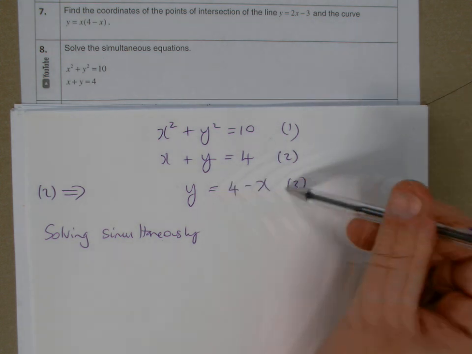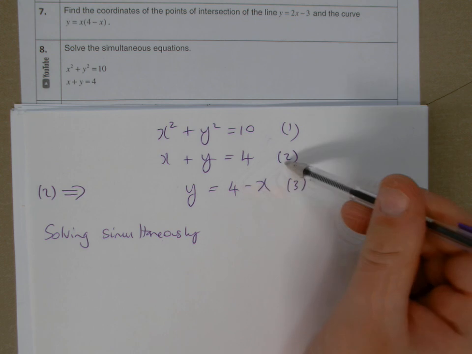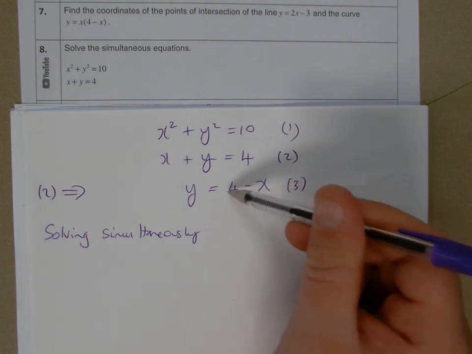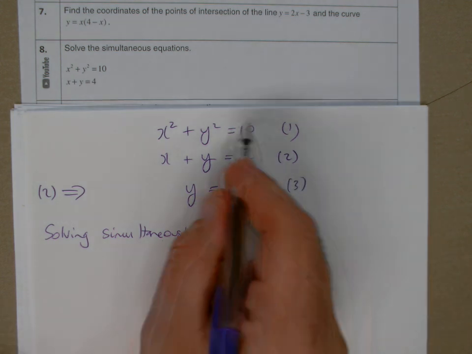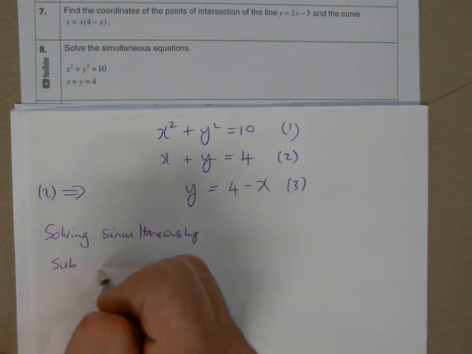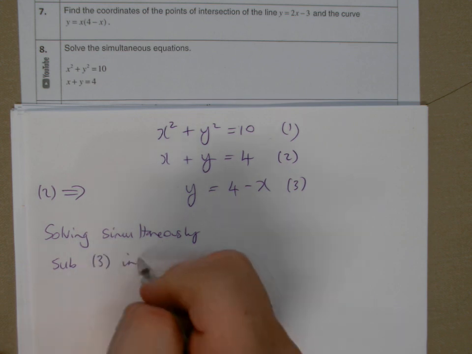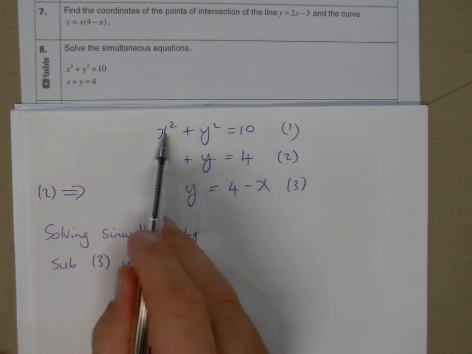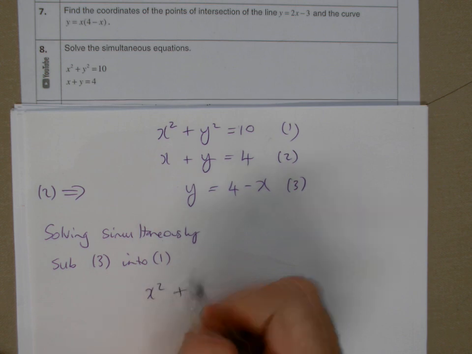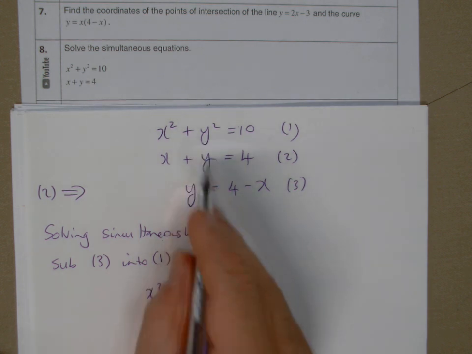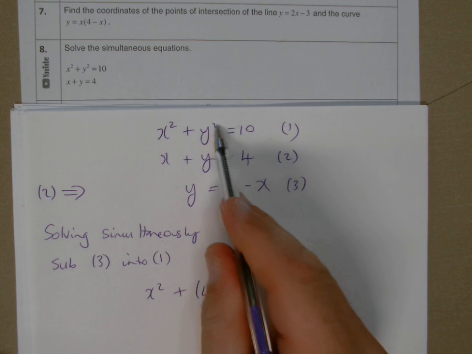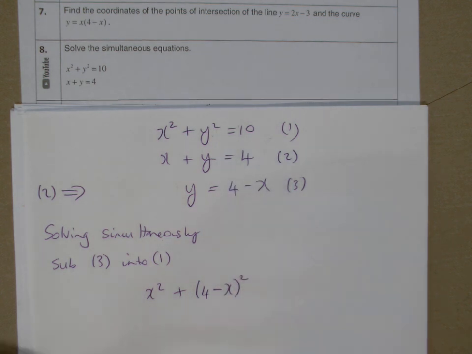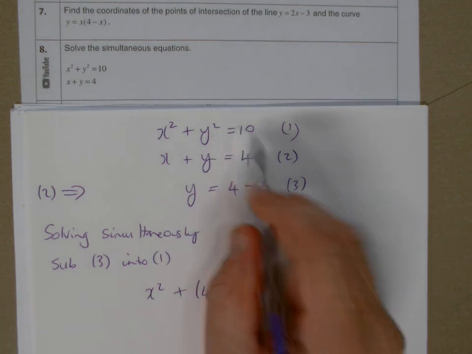If I use equation 3, which is a rearrangement of equation 2, I can simply sub this expression for y into the first equation. So I'll say substitute 3 into 1. You've got x squared here, but instead of y squared, I can replace y with my expression. So I've got 4 minus x, and notice I put it in a bracket because I need to do y squared, and then of course equals 10.